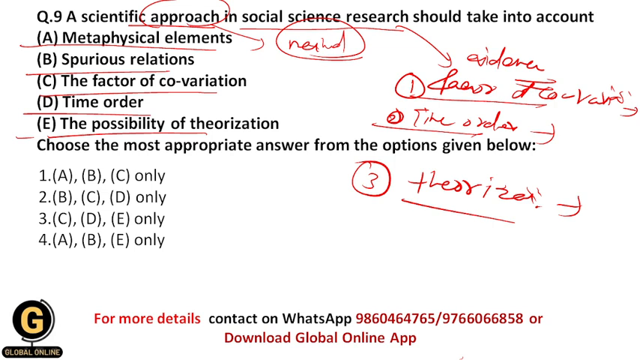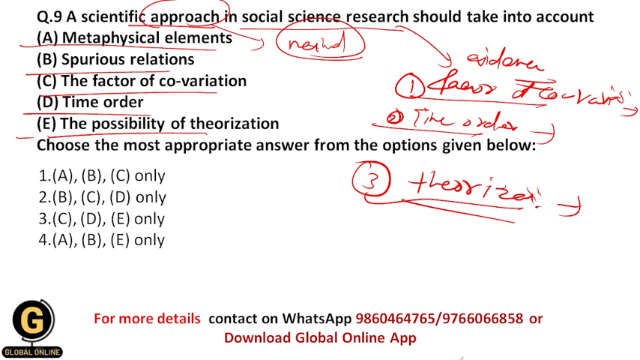Basically you mention all of your activities, your results, your conclusion in written format. This is nothing but theorization, and this is the most important thing, and you should consider this whenever you are doing social science research by using scientific methods.